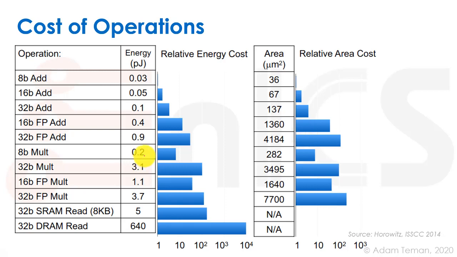When we go over to multiplication, multiplications are much more expensive than additions, and even in integer, they cost quite a bit more, especially when we move from an 8-bit to 32-bit. And if we move from a 32-bit integer to a 32-bit floating point, we also get an increase. It's not as substantial, but it's still quite a bit. However, even an SRAM read on chip is much more expensive than any of these additions or multiplications. And when we go off to DRAM, we get another 2 orders of magnitude increase in energy.